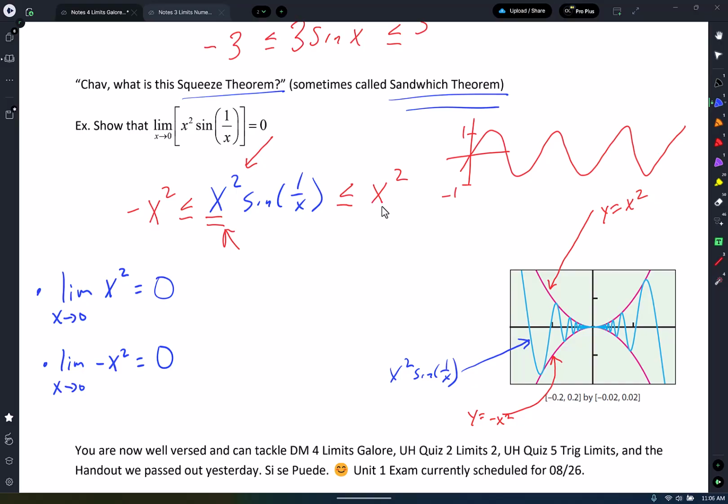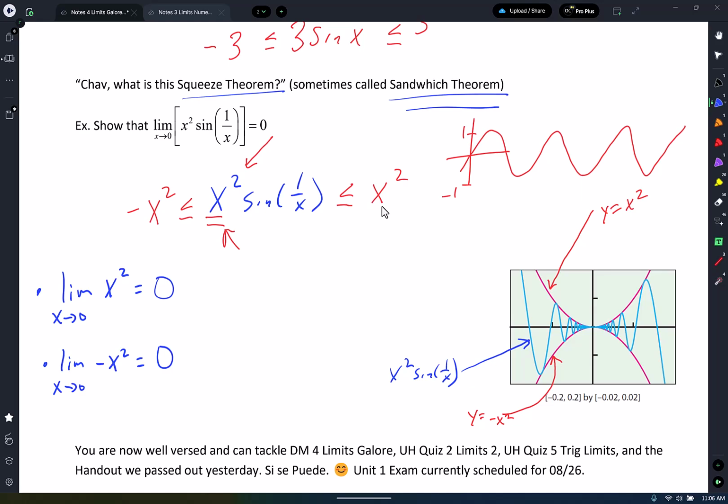Okay. I'm going to slow down. I'm going to go really slow. Because the expression x squared sine of 1 over x is right smack in the middle between negative x squared and x squared, this limit by sandwich theorem or squeeze theorem must be 0 because both extremes are 0. And since this is in the middle, this has to converge to 0 as well.